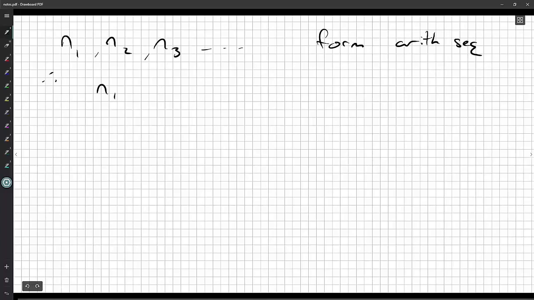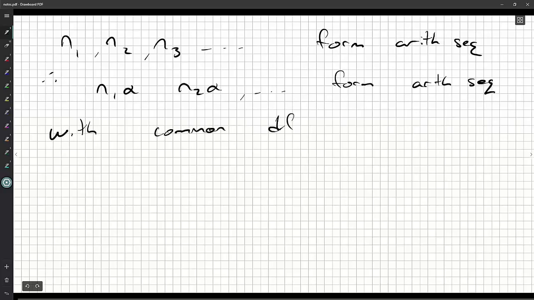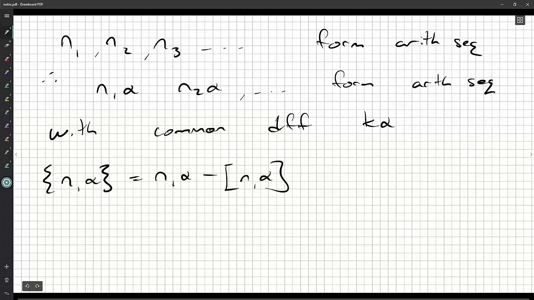Therefore, n1 alpha, n2 alpha form an arithmetic sequence. And before, the common difference was k, so now the common difference is k alpha. Okay, so that looks nice. And then the difference of two arithmetic sequences should be an arithmetic sequence. So the fractional part of n1 alpha is n1 alpha minus n1 alpha floored. We'll just say I.